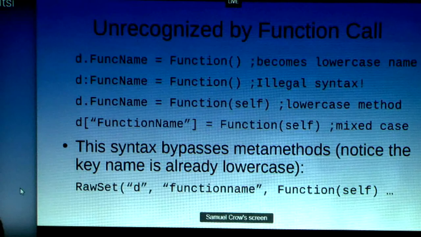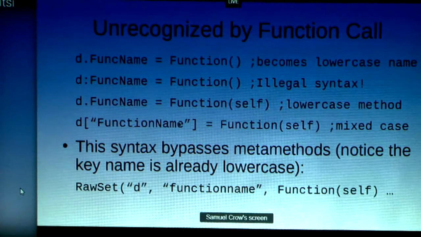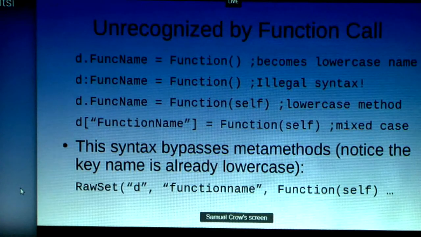Finally, rawset is the most reliable way since it bypasses meta methods. This only works because it's already lowercase, though. Same here. I ran into that one in the object-oriented programming example that I'm going to show later on.